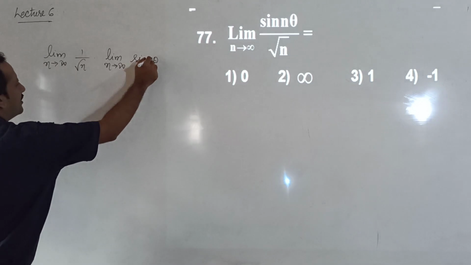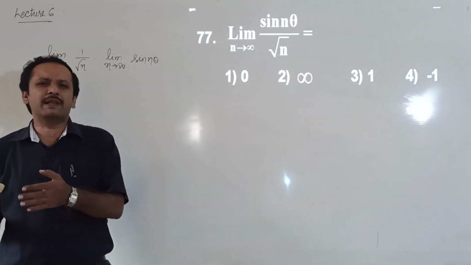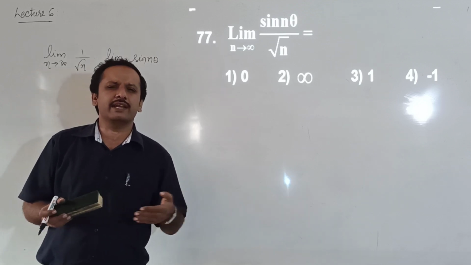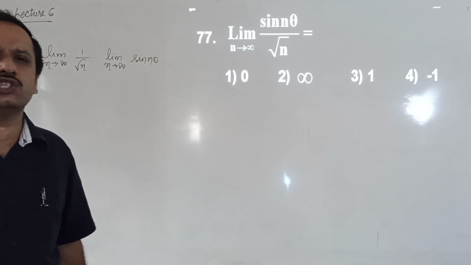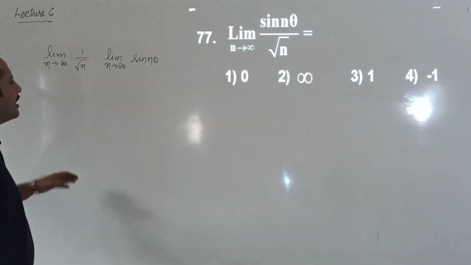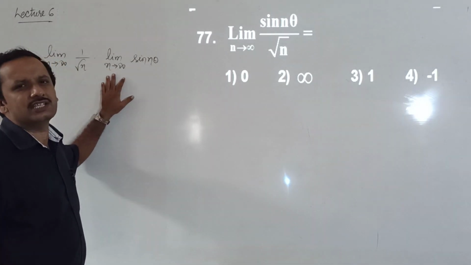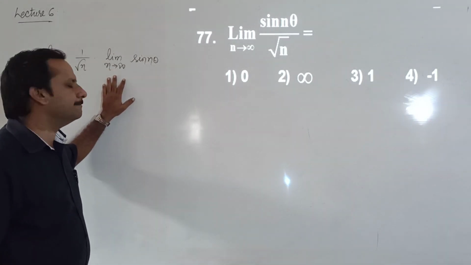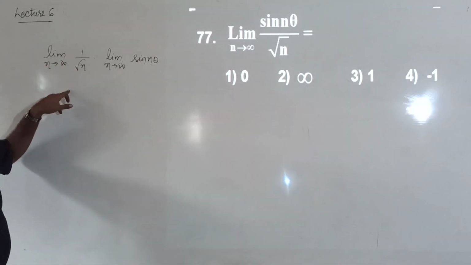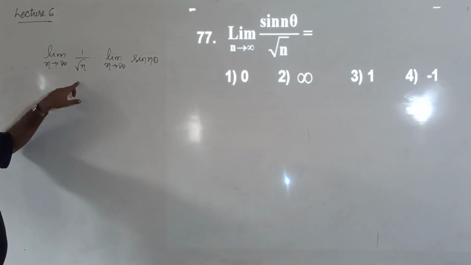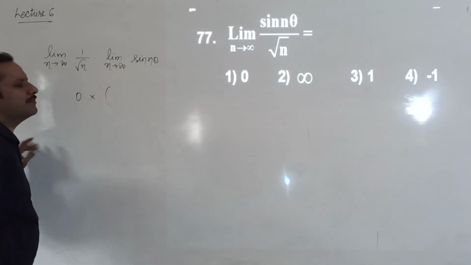It is like if you have a limit x tends to a f of x into g of x, you can apply the limit separately and multiply. You can write it as limit x tends to a f of x into limit x tends to a g of x. So I am writing limit n tends to infinity 1 by root n into limit n tends to infinity sin n theta. Now as n tends to infinity, 1 by root n will tend to 0, into, as n tends to infinity, what happens to sin n theta?